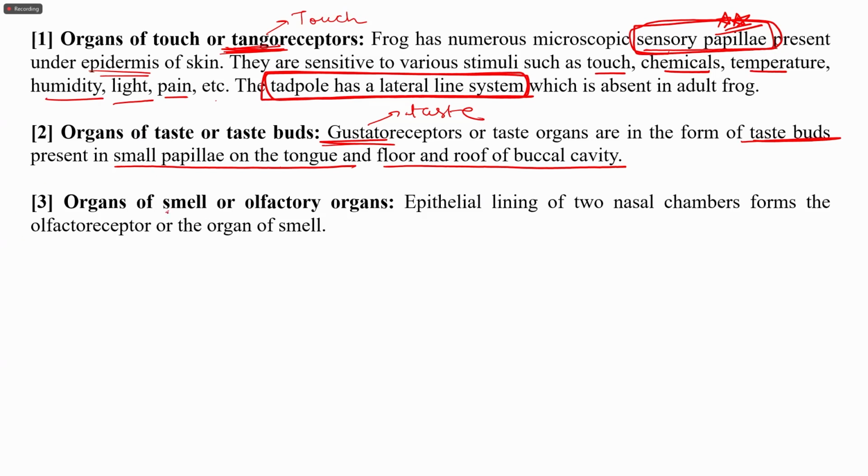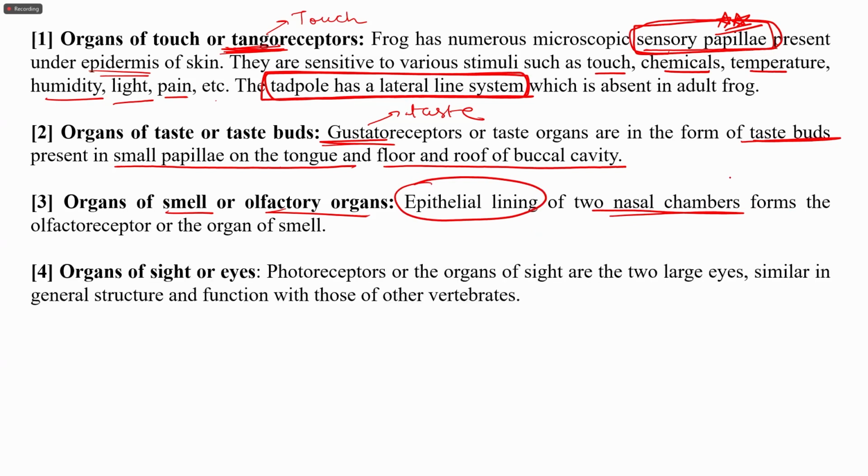Then we have organs of smell or olfactory organs. This is through the nasal chambers. On the nasal chamber, we have epithelial lining. This epithelial lining of the two nasal chambers forms the olfactory organ or the olfactory receptor of the frog. Then we have the organ of sight, or eyes. A pair of large protruding eyes is present on the head. These photoreceptors, the two large eyes, are similar in general structure and function to those of other vertebrates.